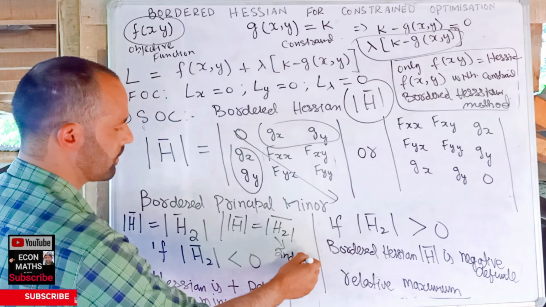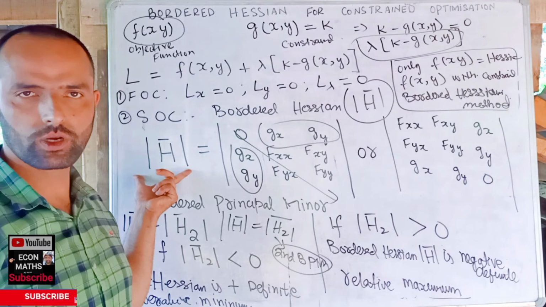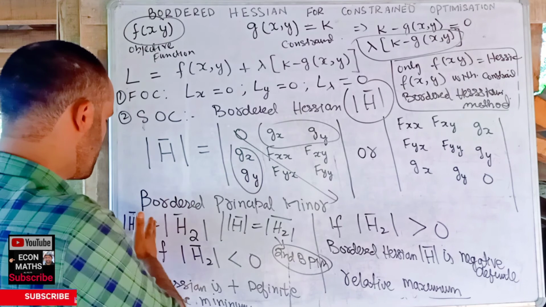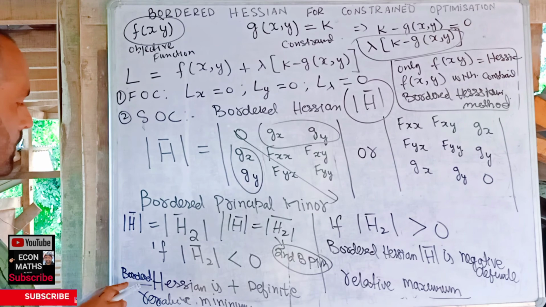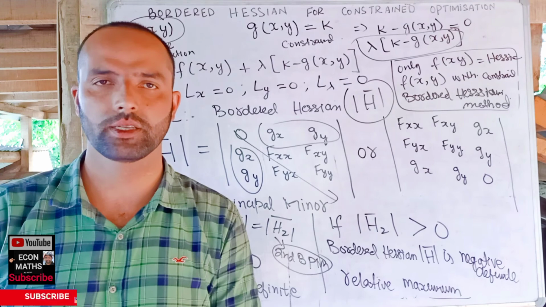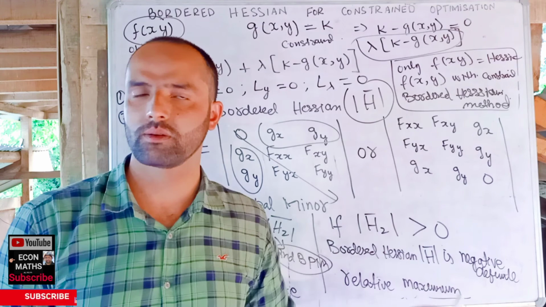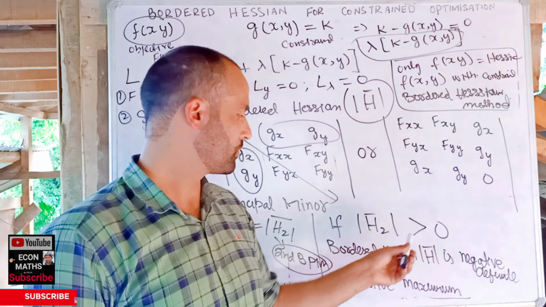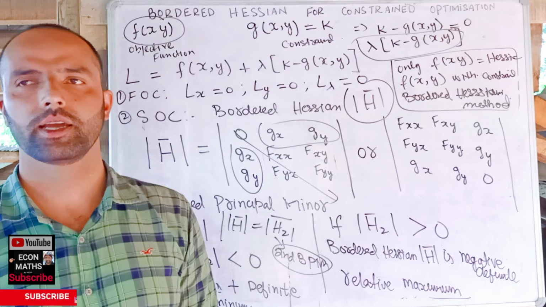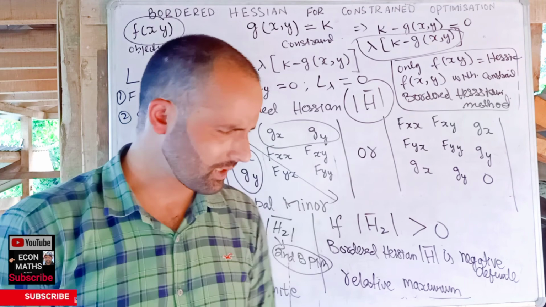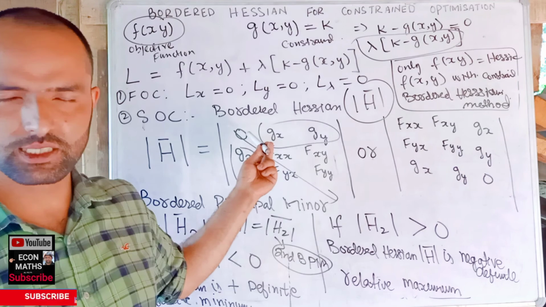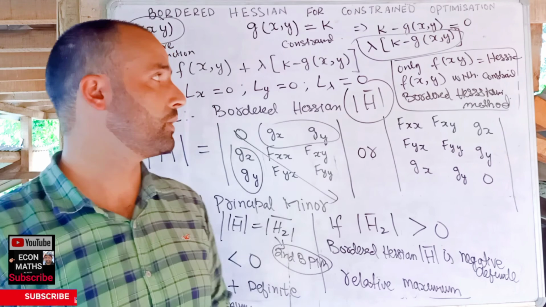So we take this H2, which is equal to H with the bar, and if the determinant of this H2 is less than zero, we say that the bordered Hessian is positive definite, and a positive definite bordered Hessian satisfies the sufficient condition for relative minimum. And if the determinant of this H2, the second principal minor, is greater than zero, we say that the bordered Hessian H is negative definite, and a negative definite bordered Hessian satisfies the sufficient condition for relative maximum. So we will solve a numerical, and with a numerical it will get clear to you.